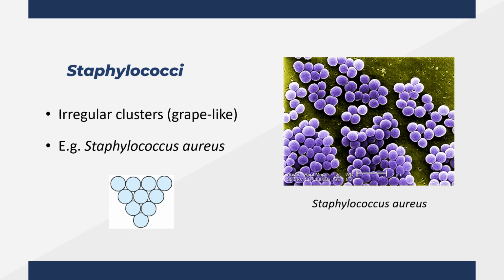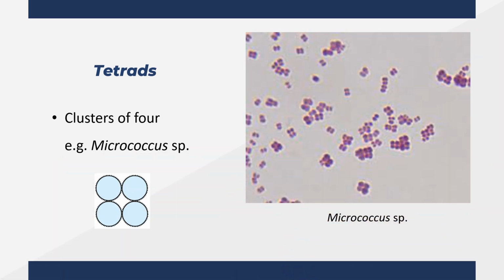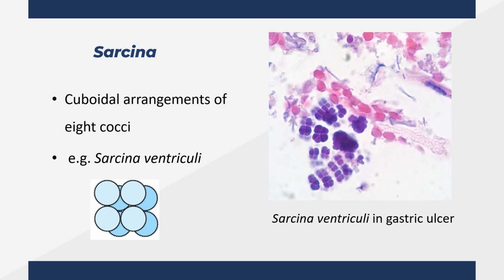Third group is of staphylococci, which is irregular grape-like clusters of the spherical bacterial cells. Example is Staphylococcus aureus. Tetrads are clusters of four spherical cells. The example here is Micrococcus. Sarcina is the cuboidal arrangement of 8 spherical bacterial cells, and the example is of Sarcina ventriculi causing gastric ulcer.